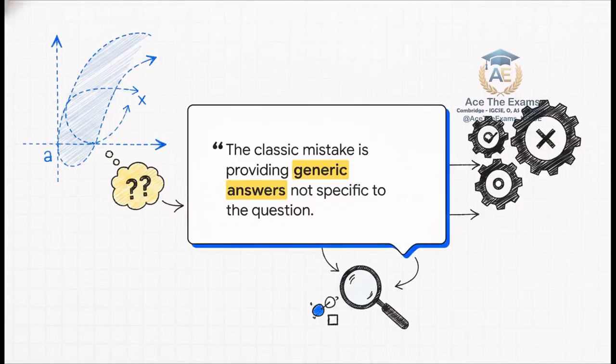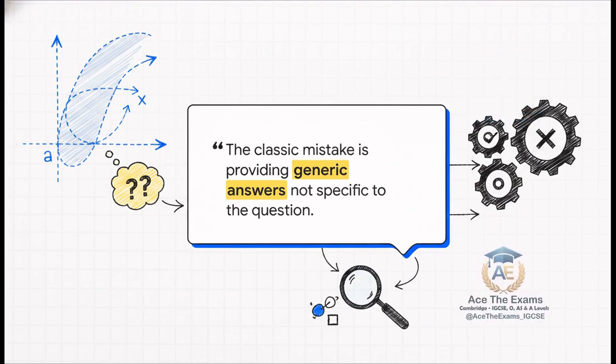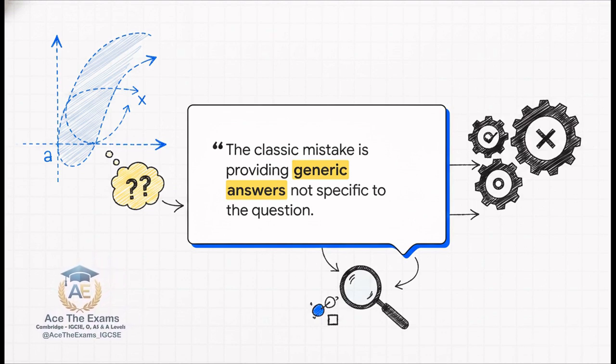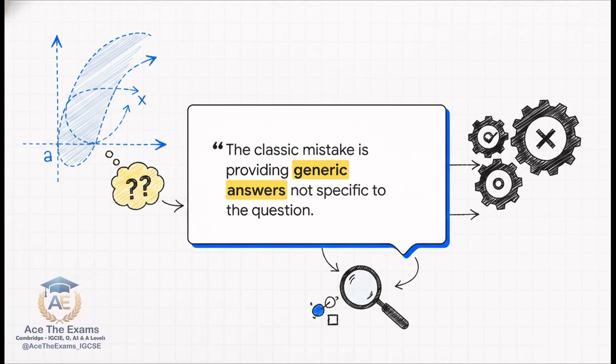And look at this quote directly from the examiners themselves. They state explicitly, the classic mistake is providing generic answers not specific to the question context. Always link every point to the given scenario. They are begging you to pay attention to context. Context is quite literally everything when evaluating graphical or algebraic solutions.